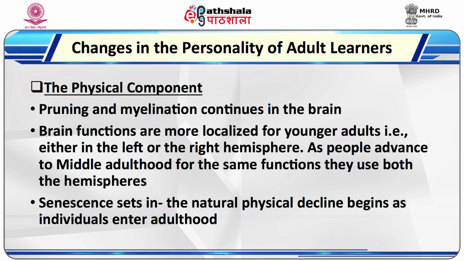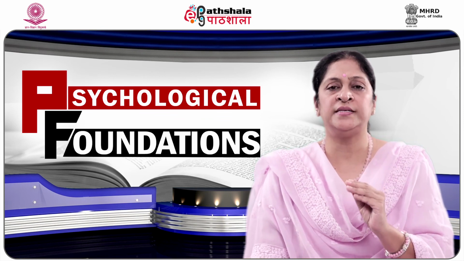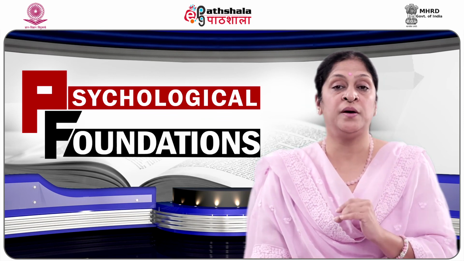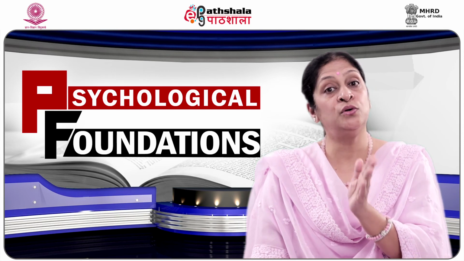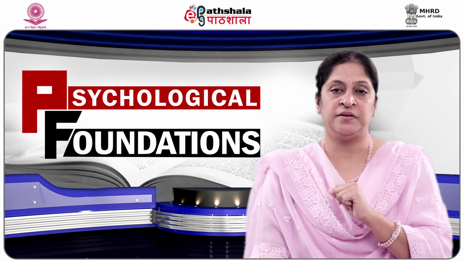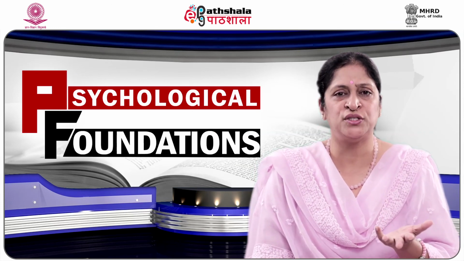The brain's functions are more located in one of the hemispheres, the left hemisphere or the right hemisphere, in the youth. That means if a particular function is performed by the youth, it is very localized in either the left or the right hemisphere. But the same function, when people perform it in middle adulthood or late adulthood, tends to be bilateral. That means we are using both parts of our brain the moment we reach middle adulthood. So there is a concept known as senescence. This is all happening because gradually there is a physical decline in our brain, which obviously we cannot do anything about. These are gradual maturation changes.